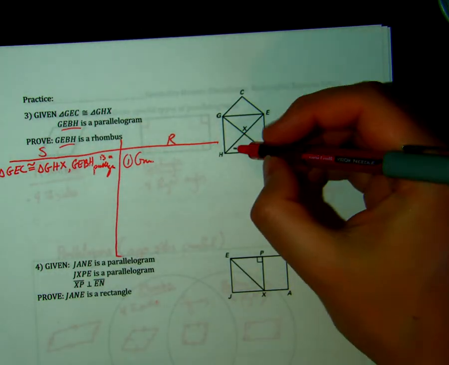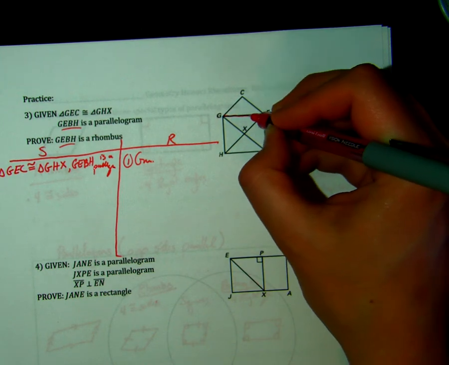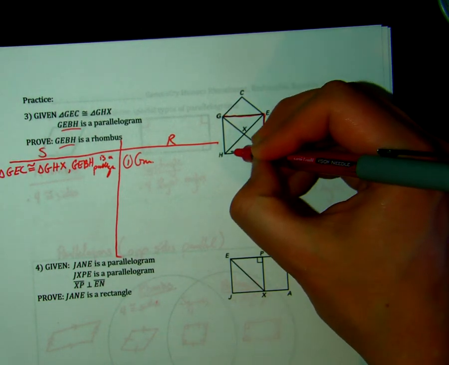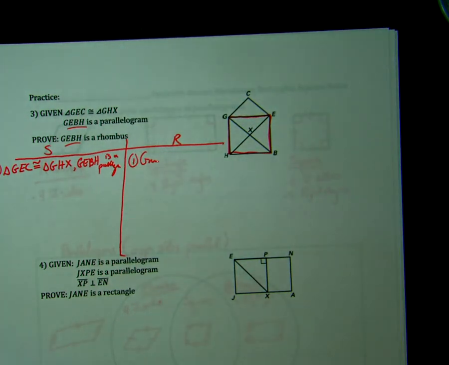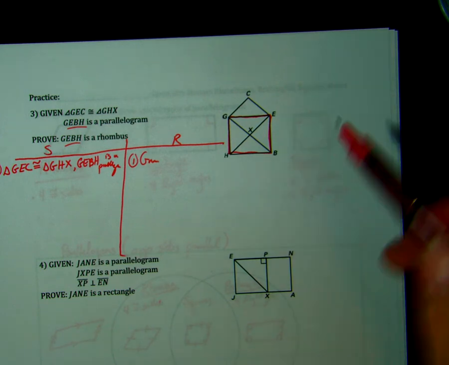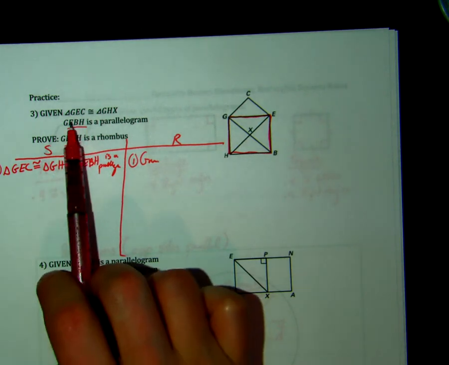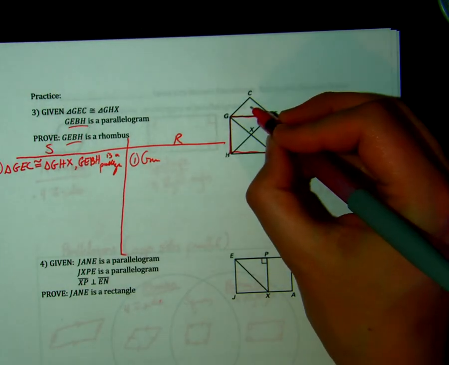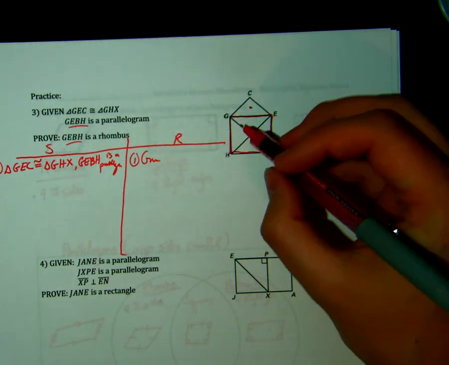So let's first see what we're looking at here. So we have GEBH. So this thing in the middle, okay, if it looks kind of squarish, we know that it's a parallelogram and we want to prove that it's a rhombus. Okay, so you want to think, well, how much more do we need to know about a parallelogram to know that it's a rhombus, right? To show that it's a rhombus, we either need to prove that the diagonals are going to be perpendicular, or we need to prove that the sides are congruent, okay? Now here we have GEC, which is this triangle up here, and GHX, which is this triangle down here.